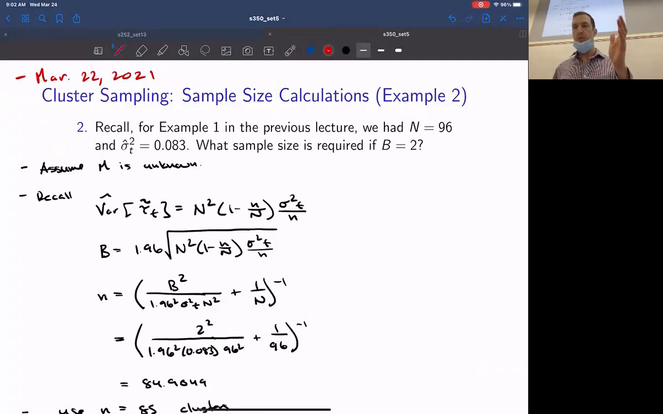We have seen cluster sampling for a variety of purposes. Mainly we focused on estimation of the population mean. We also talked about estimation of the population total, and we actually looked at two different ways that we could estimate the population total based off of a cluster sample.